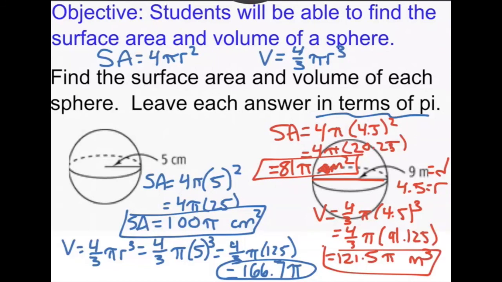So that's surface area and volume of spheres. That's about it for chapter 11. Good job.